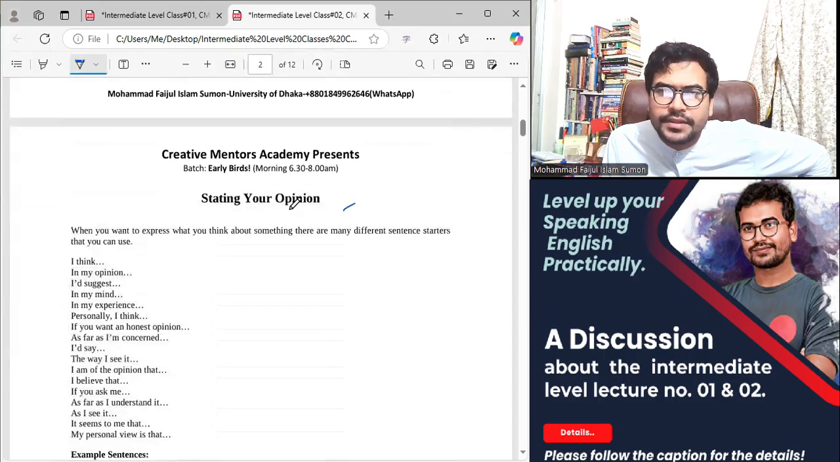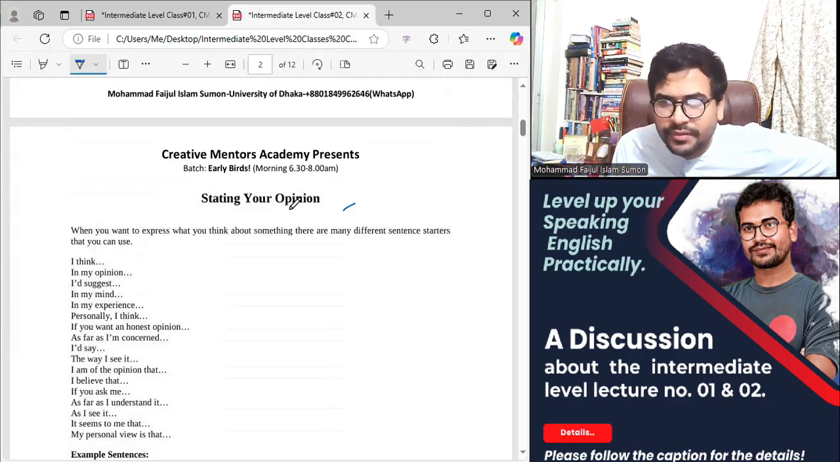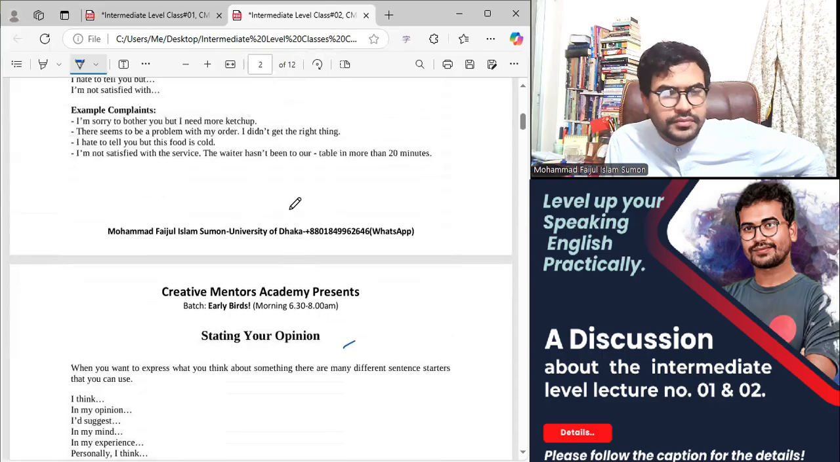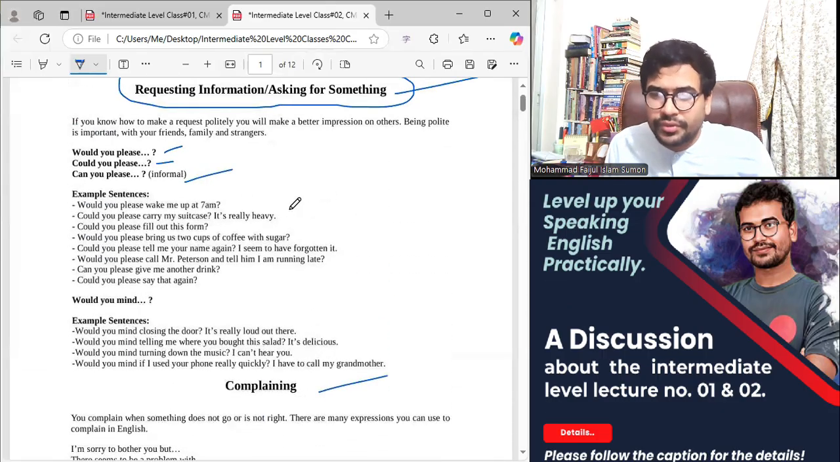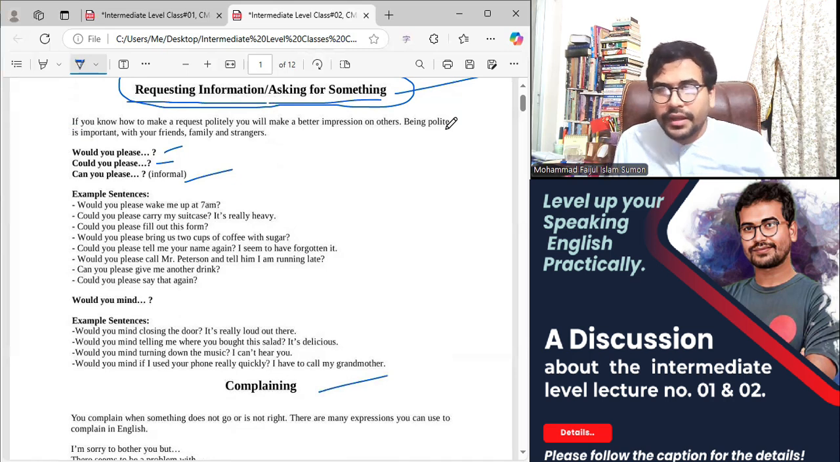And stating your opinion. Okay, stating means expressing. Suppose you are talking, and try to make your own scenario. Right, own scenario means suppose you have read the requesting information and asking for something, and close your eyes. How we had practiced. Okay, we went to the TSC from the Senate building. Remember? Okay, try to recall that moment.